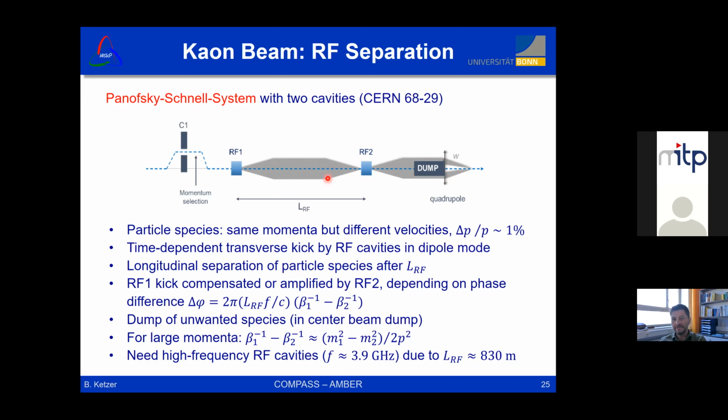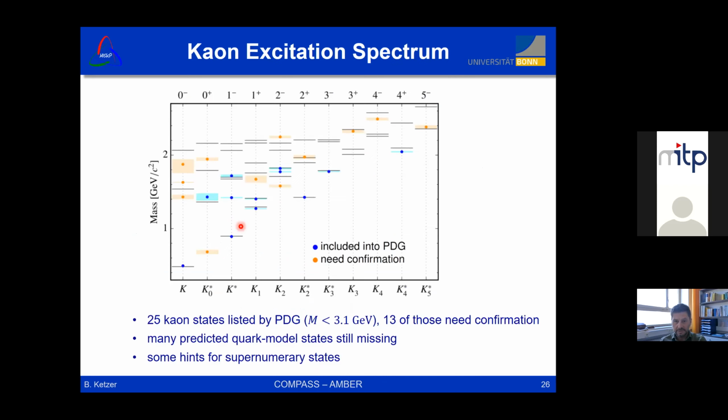Since this length here is limited to somewhat less than a kilometer due to the beamline, we need high frequency cavities, and the present design value is about 4 gigahertz. Which gives you then a quite good separation for this beam. I can show you a plot later on. So that's what we plan to do for the kaons.